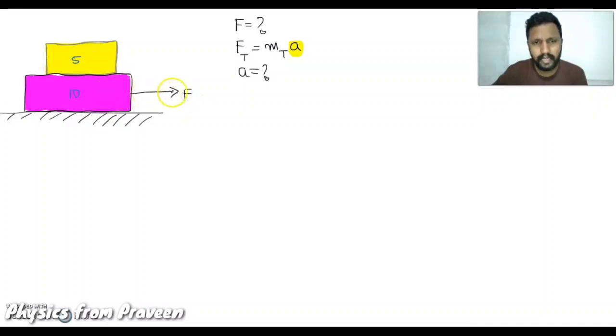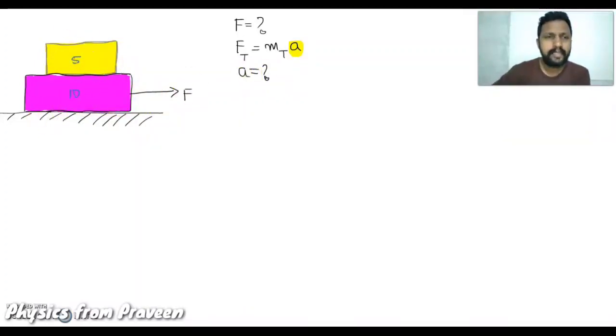We are pulling the 10 kilogram block. Who is pulling the 5 kilogram block? The 5 kilogram block is pulled by friction. Friction between the 10 and 5 kilogram blocks is pulling the 5 kilogram block. That is the key thing that you have to understand here: the 5 kilogram block is pulled by the frictional force between the 5 and 10 kilogram blocks.